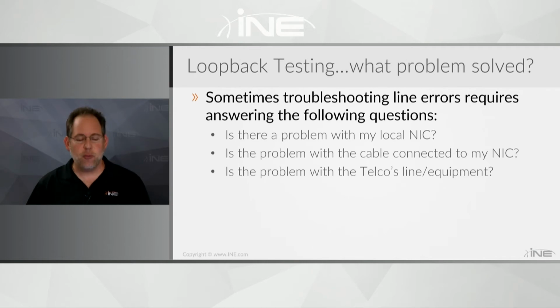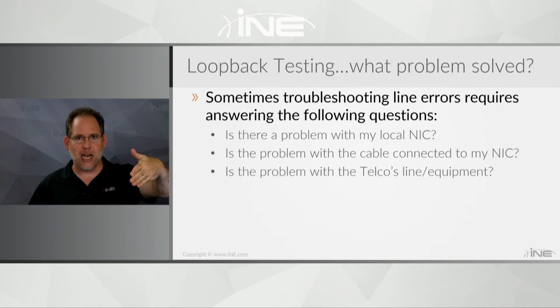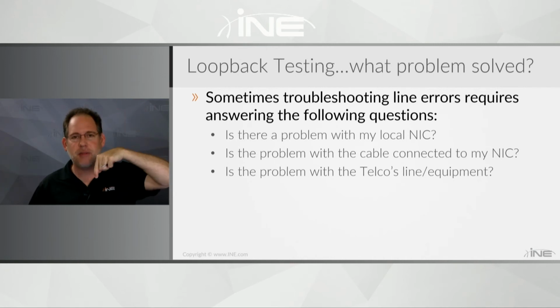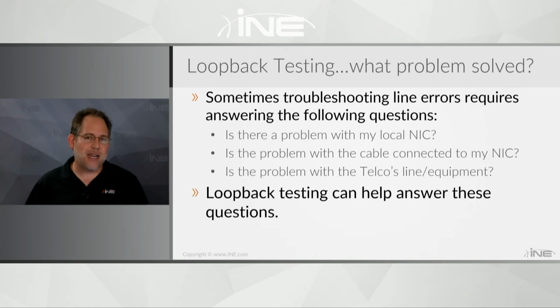Is there a problem with the cable connected to my NIC? How do you test that? Is the problem with the telco's line equipment? Maybe it's not my NIC card or my wire going to the wall jack, but maybe it's from the wall jack to the telco. Maybe it's something in their line, or maybe it's something at their end. So by doing loopback testing, it can help answer these problems.